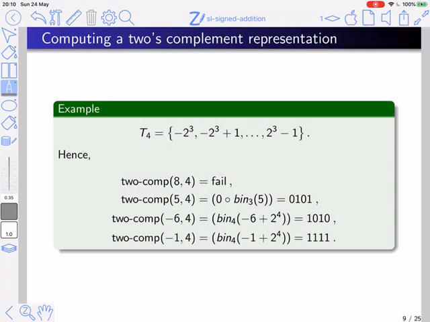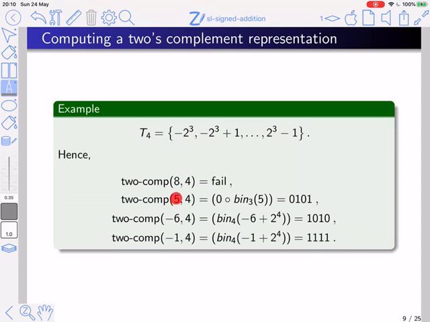Let's see a few examples of computing the 2's complement representation of a number. Consider the case in which n equals 4, so we know that T_4 is from minus 8 to plus 7. We want to compute the 2's complement representation of 8 using 4 bits. Well, 8 is too big, it's out of range. Therefore, we return fail.